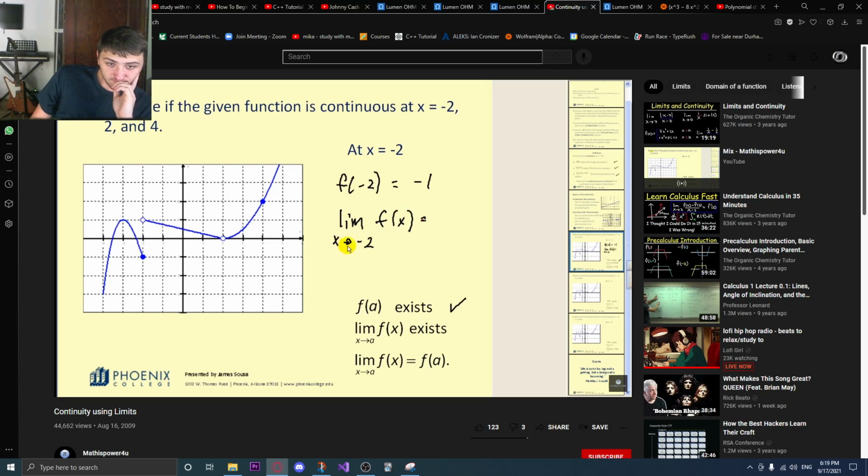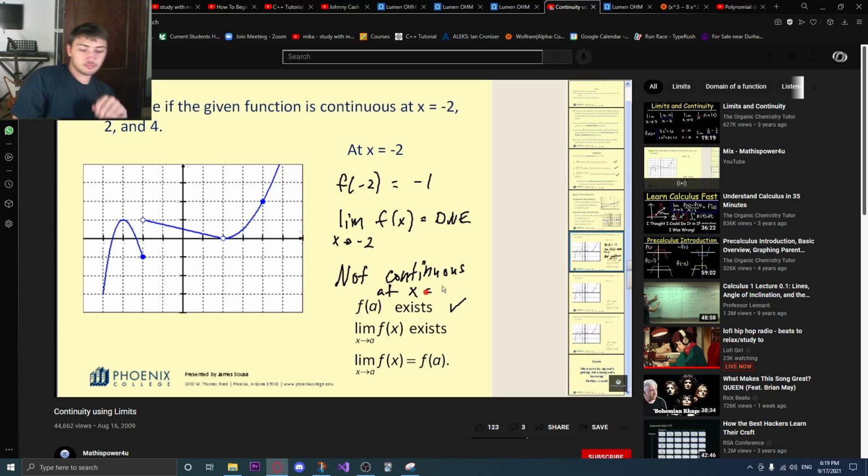Remember, to determine this limit, we must approach -2 from both sides. The right-sided limit looks like it's approaching +1. The left-sided limit looks like it's approaching -1. Therefore, this limit does not exist. Therefore, we have a function that is not continuous at x = -2. And in fact, this would be non-removable discontinuity because we could not make it continuous by just redefining this one point.